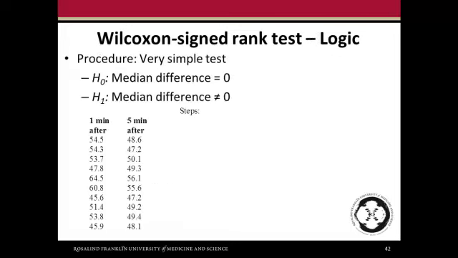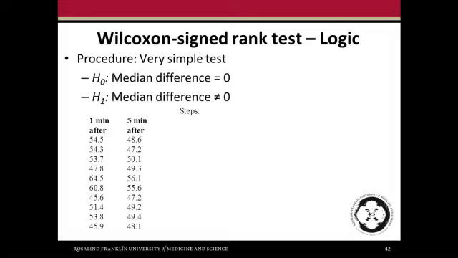There's also quite a simple procedure involved with the Wilcoxon signed rank test. Remember back to the paired sample t-test, where the null hypothesis is that the mean difference in the population is equal to 0, and that the alternative hypothesis is that the mean difference in the population is not equal to 0. Well, now we're dealing with ranks. We're going to be ranking our data, and we're looking at medians.